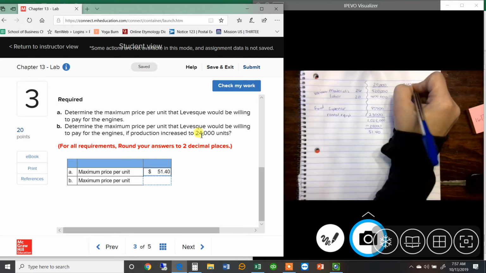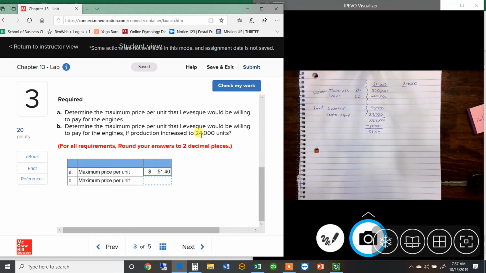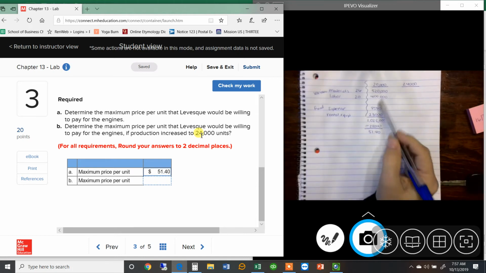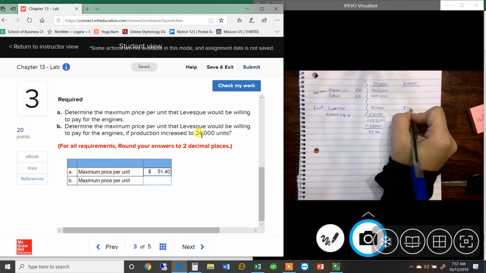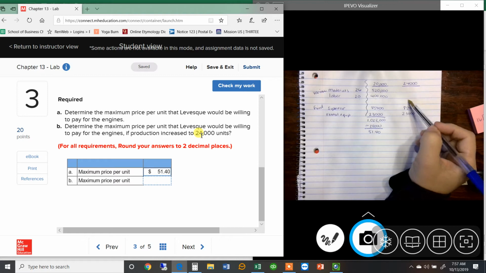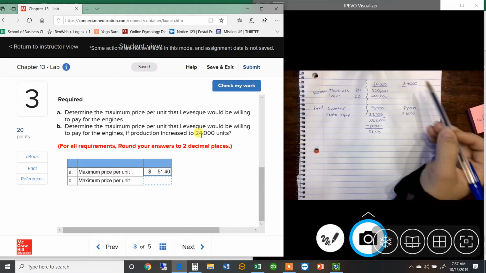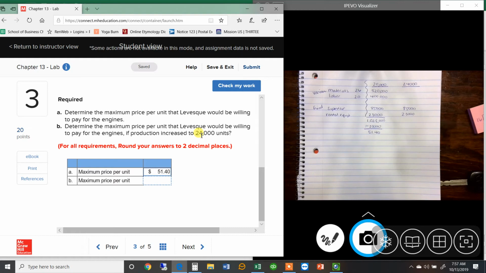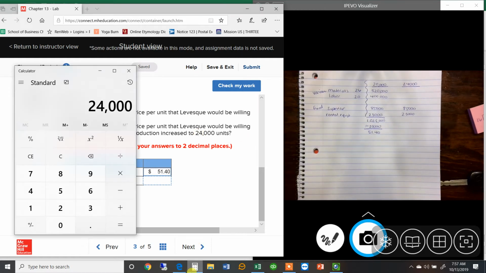So here I've got 24,000. I'm going to do the same thing that I did with this item here. This 85,000 is going to be the same, and this 23,000 is going to be the same. But these two items are variable, and it's in direct relation to the number of units that I'm making. So I'm going to look at this 26, and I'm going to multiply it by the 24,000.